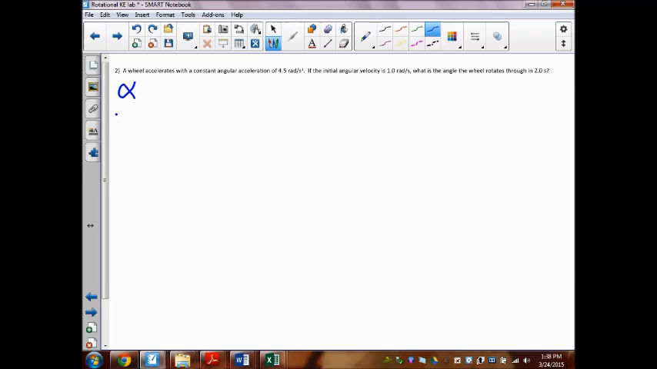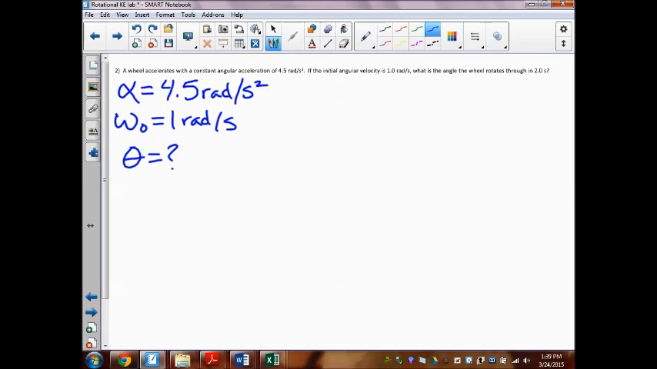So in this case, I have the angular acceleration. It's 4.5 radians per second squared. I also have my initial angular velocity, so my initial omega, and that is 1 radian per second. And then theta is what I'm looking for. That's my unknown. And my time is 2 seconds.